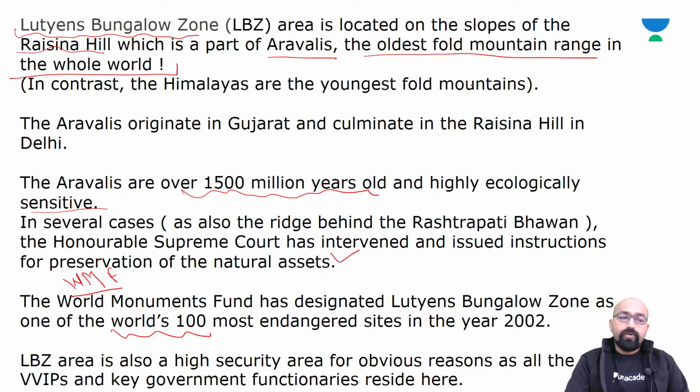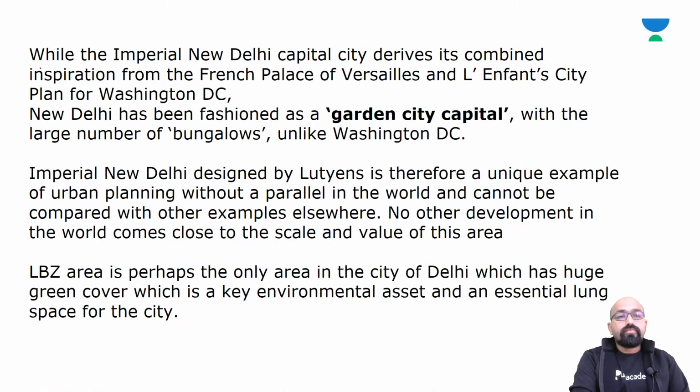Alright. Now, the next feature of this Lutyens Bungalow Zone is that it is a high security area for obvious reasons, as all the VVIPs and key government functionaries reside here. Now, in connection with the historical footprints, the imperial New Delhi capital city derives its combined inspiration from the French palace of Versailles and the city plan for Washington DC. Now, New Delhi has been fashioned as a garden city capital with a large number of bungalows, unlike Washington DC.